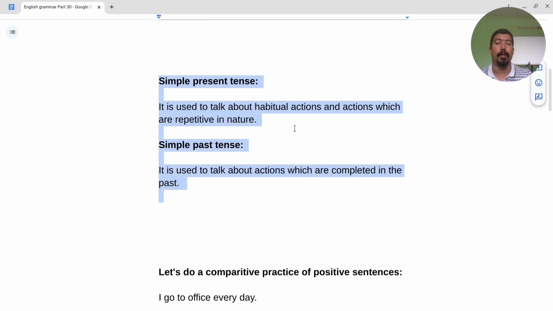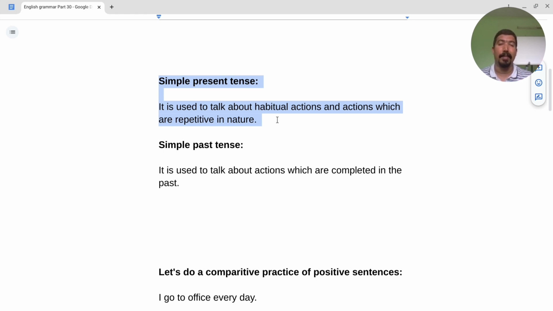Simple present tense, what is it used for? And simple past tense. What is simple present tense used for? It is used to talk about habitual actions and actions which are repetitive in nature. If you do something on a regular basis, that's your habit. And the format is subject plus first form of verb plus object. I go to office every day. That means you have a habit of going to office every single day.